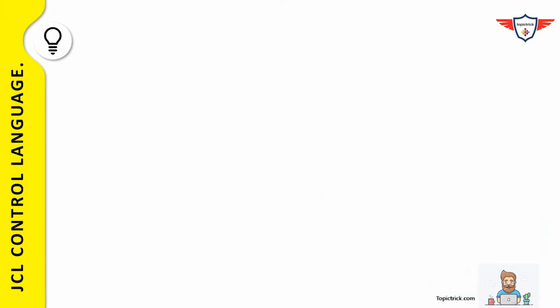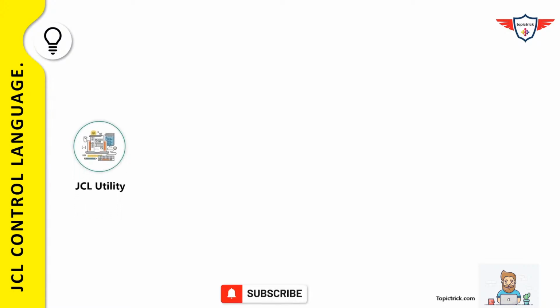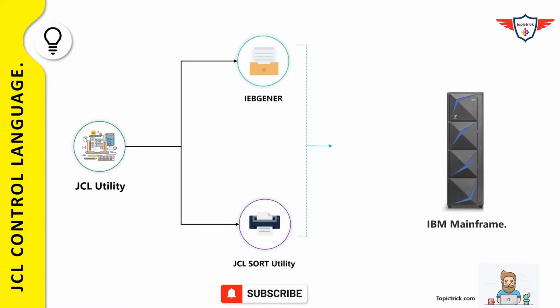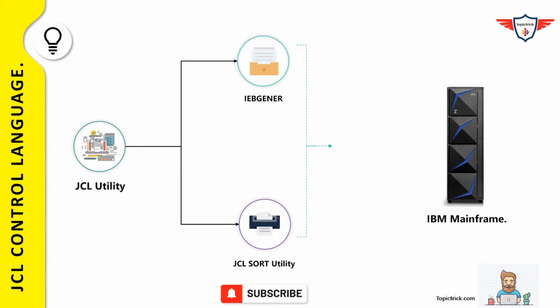Now our next topic is JCL utilities. And in this video, we will talk about two important utilities. First one is the IEBGENER utility, and then we will talk about the JCL SORT utility. However, there are many different utilities that are used on mainframe, and I've created separate videos on all those utilities. Please do visit our channel in case you want to learn more about these utilities.